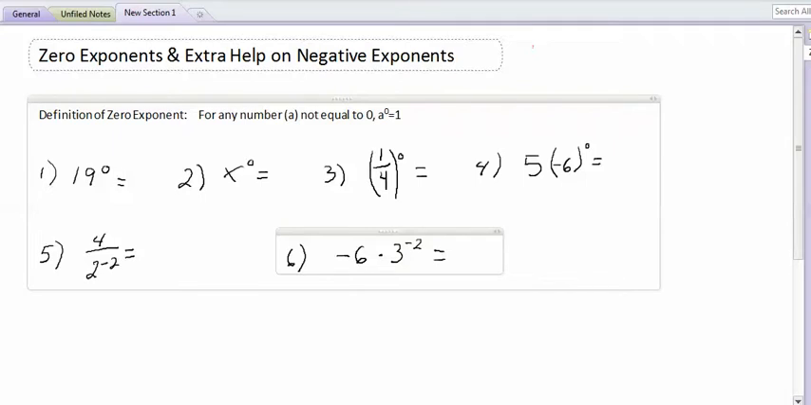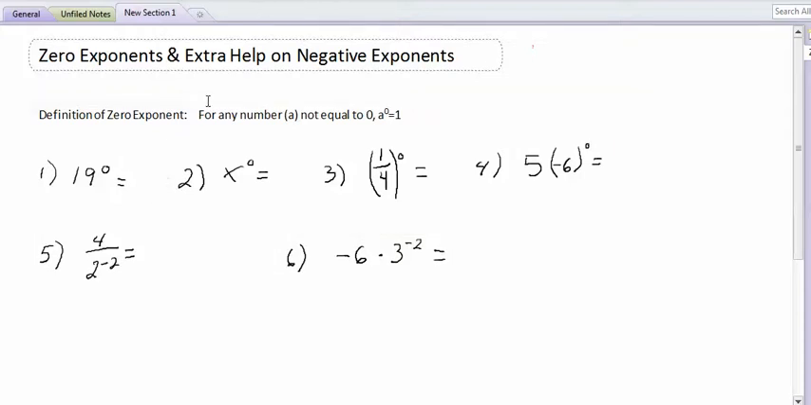For any number a not equal to 0, a to the 0 power is equal to 1. So I'm going to highlight the definition here. I want you to write, for any number a not equal to 0, a to the 0 power is 1. Okay, so write that down. That is your definition for zero exponents.